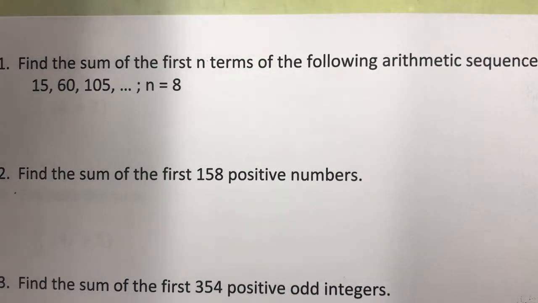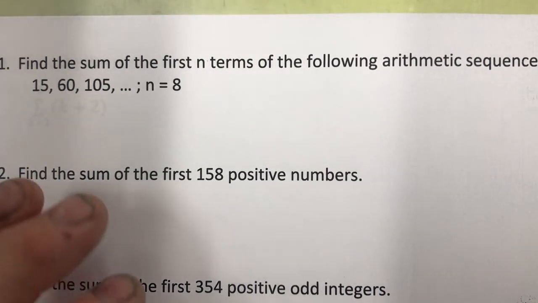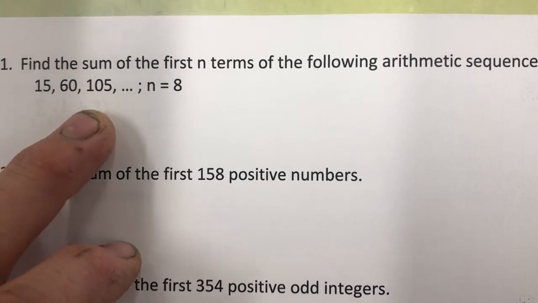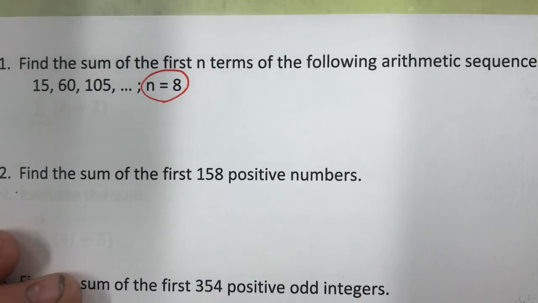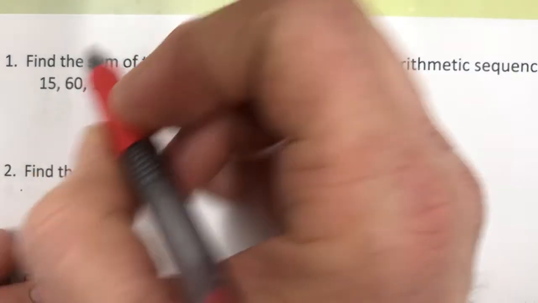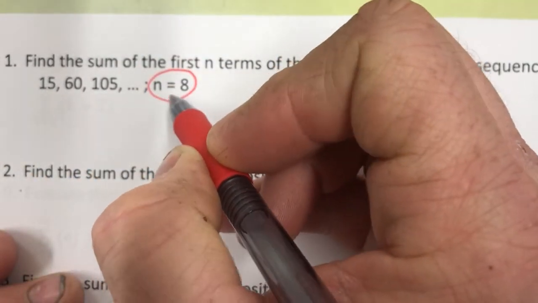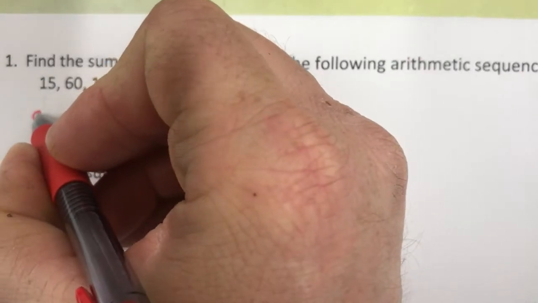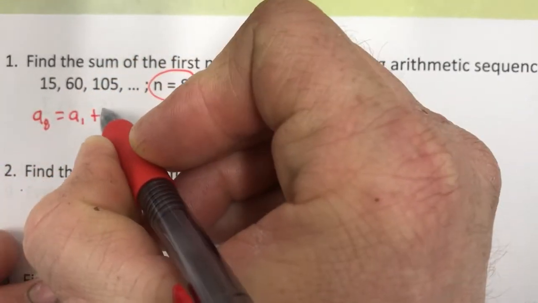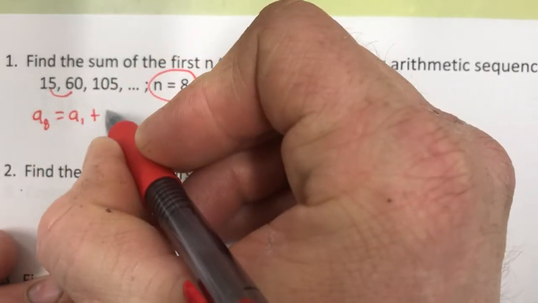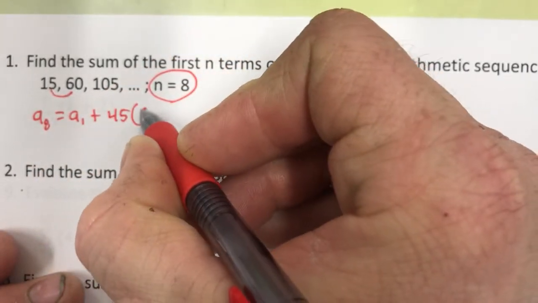Okay. So, find the sum of the first n terms of the following arithmetic sequence: 15, 60, 105, and n is 8. So I want to find the sum of the first 8 numbers. All right, well first I got to figure out what my 8th number would be. So I could do that by a sub 8 equals a sub 1 plus my d, which looks like 45, times 8 minus 1.